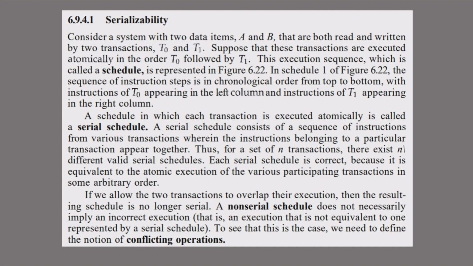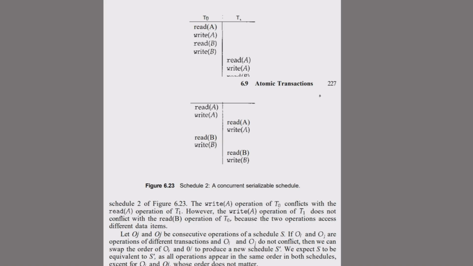Consider a schedule S in which there are two consecutive operations Oi and Oj of transactions Ti and Tj respectively. We say that Oi and Oj conflict if they access the same data item and at least one of them is a write operation. To illustrate the concept of conflicting operations, we consider the non-serial schedule of figure 6.23. The write operation of T0 conflicts with the read A operation of T1. However, the write A operation of T1 does not conflict with the read B operation of T0 because the two operations access different data items.